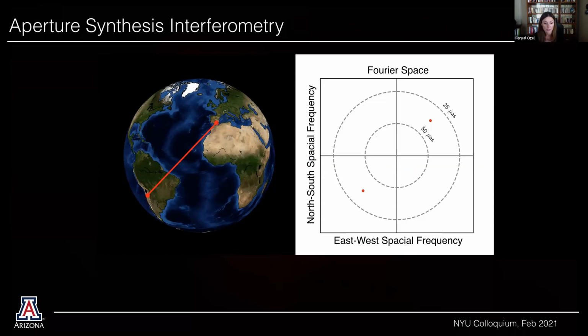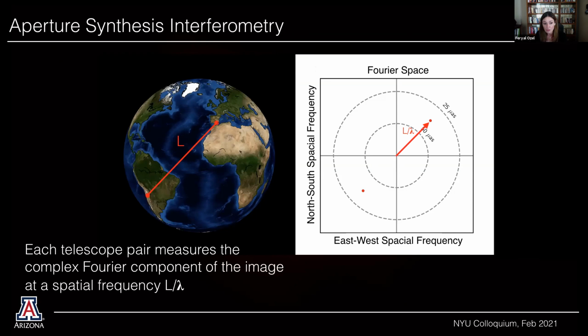For example, in this particular case, if I'm looking at these 2 telescopes, and I plot it as east-west and north-south spatial frequencies in the Fourier space, it's going to give me 1 point that corresponds to the separation between these 2 telescopes. So what we do is rely on the rotation of the Earth. The spatial frequency that we get from this 1 pair is L over lambda, where L is the distance between the telescopes and lambda is our observing wavelength.